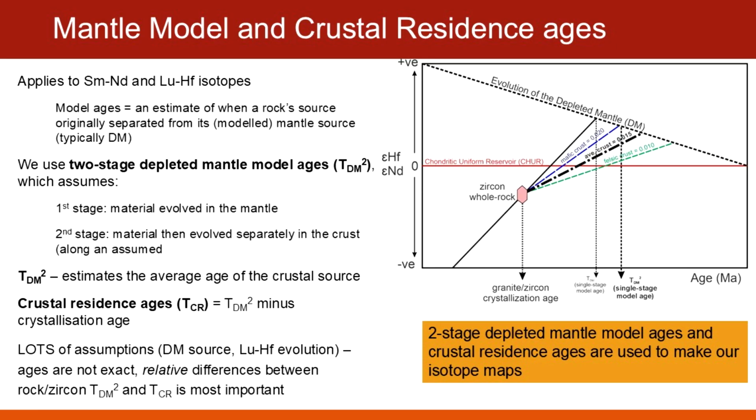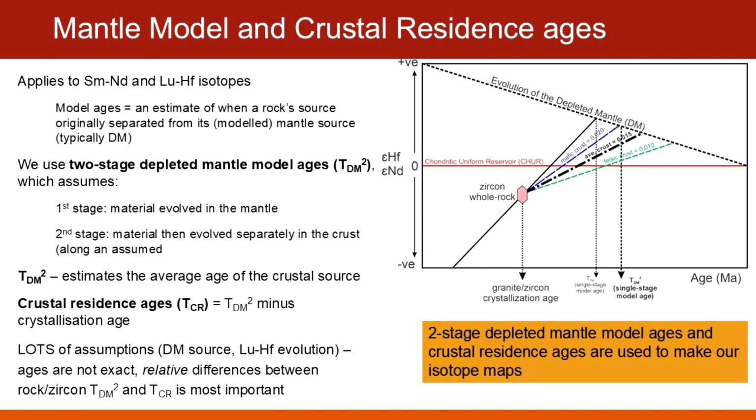So the point that I'm trying to make here is that there's a lot of assumptions in these values. It's not the absolute ages that matter, it's the relative differences. So the bigger the data sets we've got, the more we can compare between old versus young. And a crustal residence age is basically our depleted mantle model age minus the magmatic crystallization age, which gives us an idea of how long that material has been sitting in the crust.